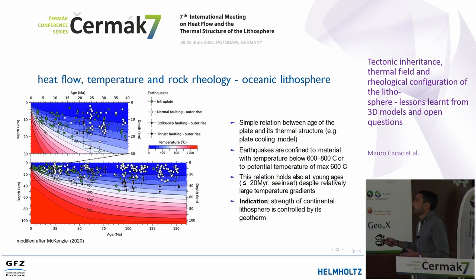It's a potential temperature of around 600 degrees that corresponds to a material temperature between 600 and 800. And that is also true when you look at young oceanic lithosphere, where you do have a rather scattered gradient, but still this relation holds. And the indication that we can derive from that is that the strength of the, it's not continental, it should be oceanic lithosphere, might be controlled by the geotherm.